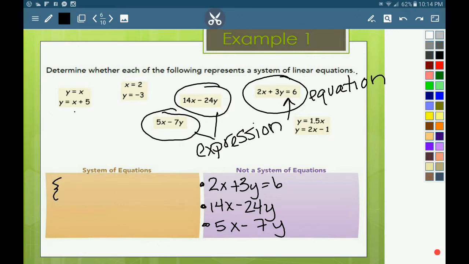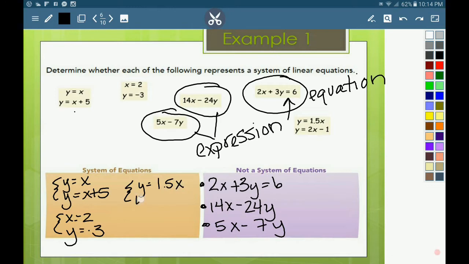And I'm actually going to put brackets around them just so that I can separate the different systems in this category. So I'm going to put a bracket, y equals x and y equals x plus 5 is definitely a system. The second one here is also a system, because I'm seeing 2 different variables and 2 equations, x equals 2 and y equals negative 3. And then we have one more system here, y equals 1.5x and y equals 2x minus 1. And that is definitely also a system because, again, I only see 2 variables in 2 equations.